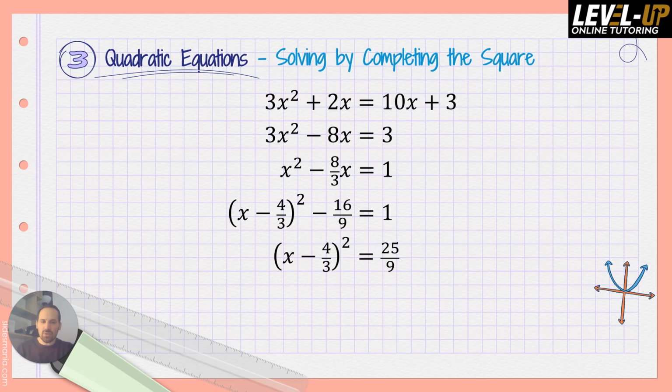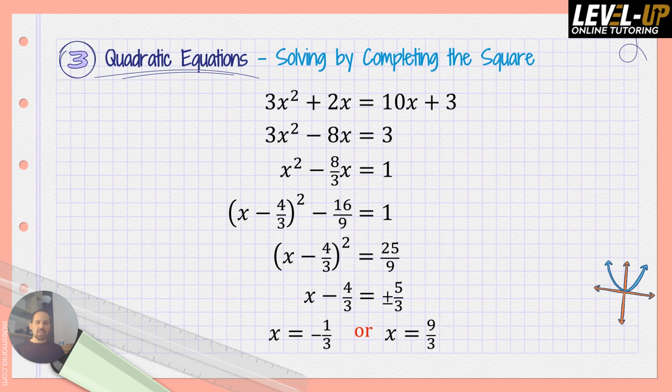So if we add 16 over 9 to each side, you'll find you get this. We can then square root. Fortunately, we've got 25 over 9, which square roots nicely into 5 over 3. Now if we add 4 over 3 to each side, we basically get 4 over 3 plus or minus 5 over 3, and so you'll then get x equals minus 1 over 3 or positive 9 over 3.